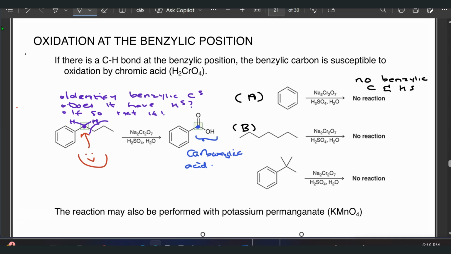After that, you will tell me why in B there is no reaction. It's not benzylic at all. There's no phenyl ring, no benzylic carbons, no benzylic hydrogens. The same thing. And then the last one, it is benzylic, but there are no benzylic hydrogens on it. There's a benzylic carbon, but no hydrogens. The chicken foot I showed you.